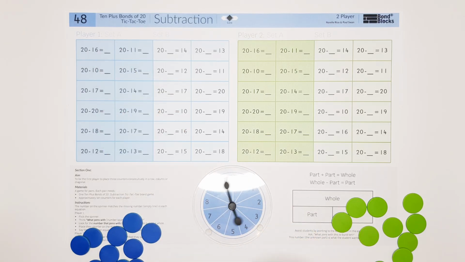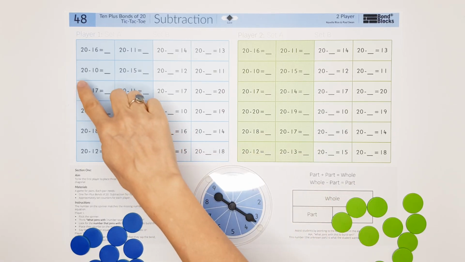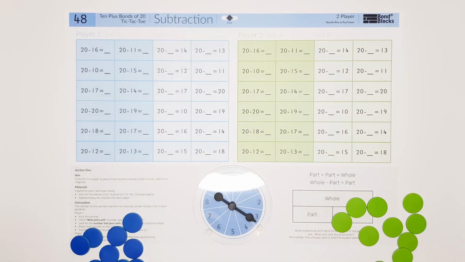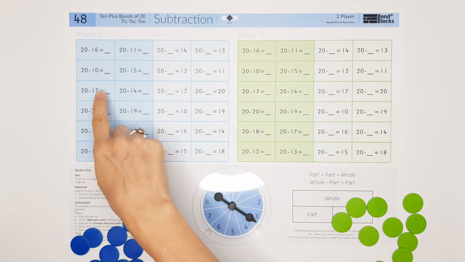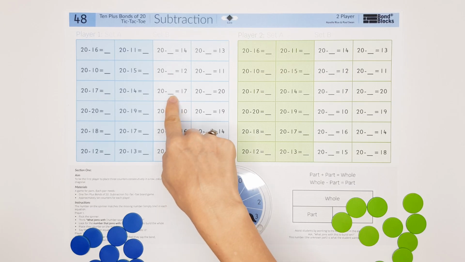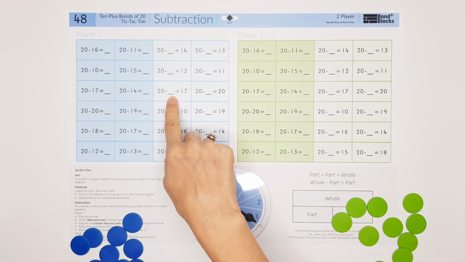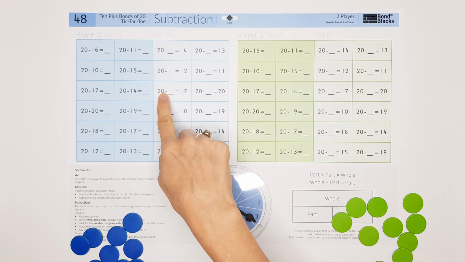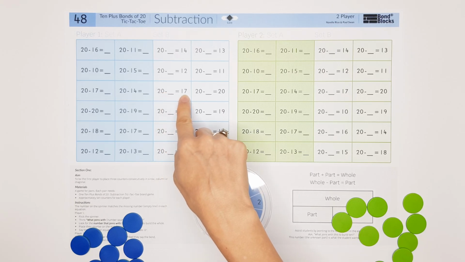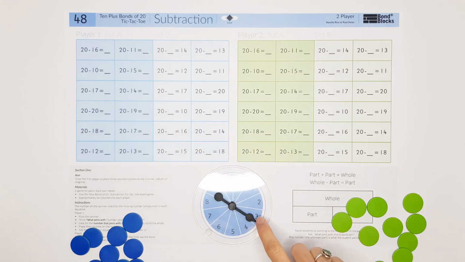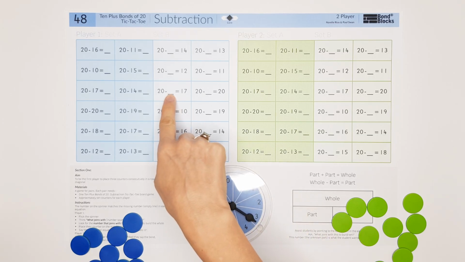Player 1 goes first. They spin 3. So they stop and think, what joins with 3 to build 20? And the answer is 17. So I look for a part of 17, which is either here or here. And I'm going to choose this one. I say the whole equation. 20 subtract 3 equals 17. So the number on the spinner goes on the line, which was the missing number.